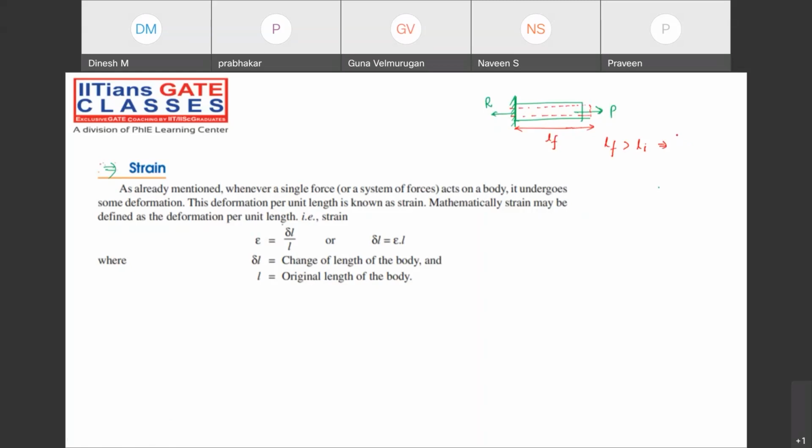Now this difference will be called LF minus LI. Change in length is called what? Delta L. Strain is defined as change in length by original length. We define it by one term that is called strain. Now tell me, is strain a vector quantity or a scalar quantity?